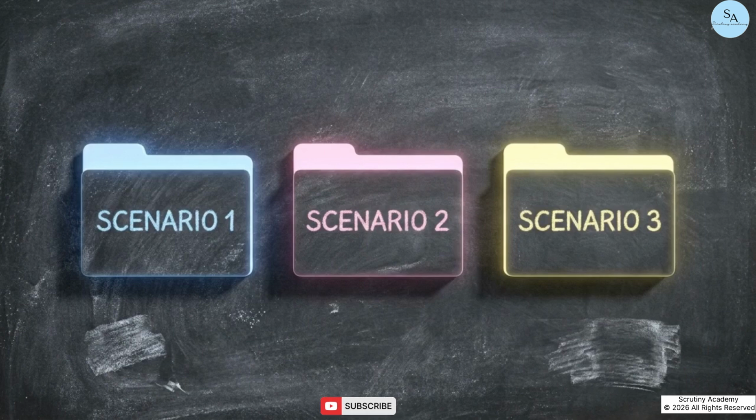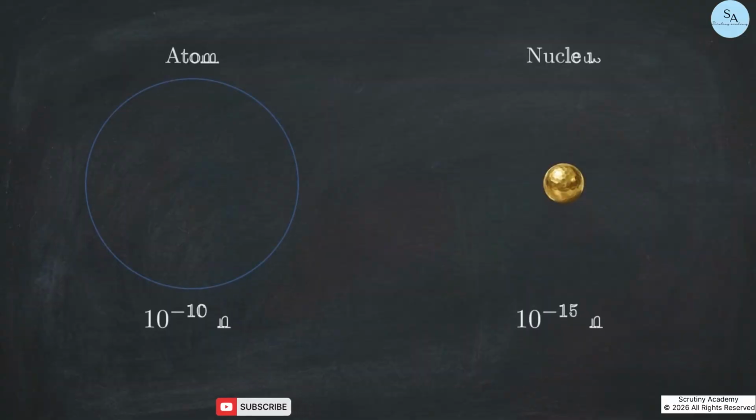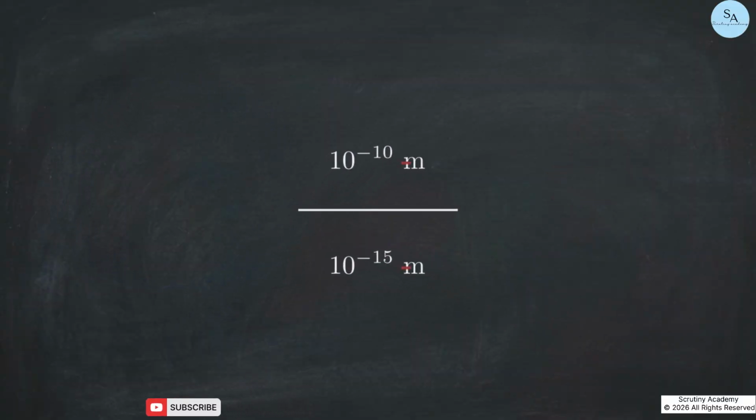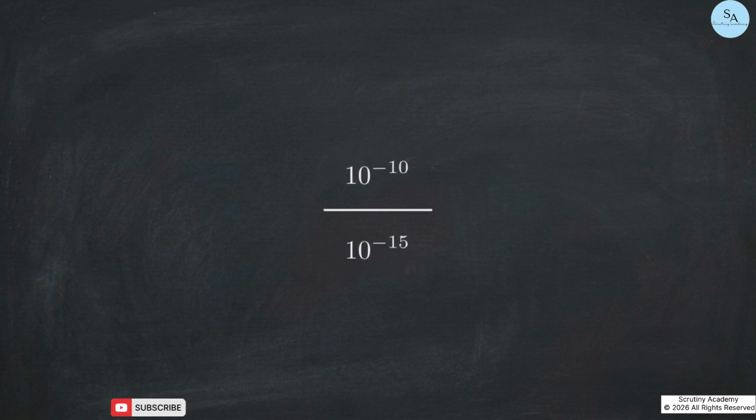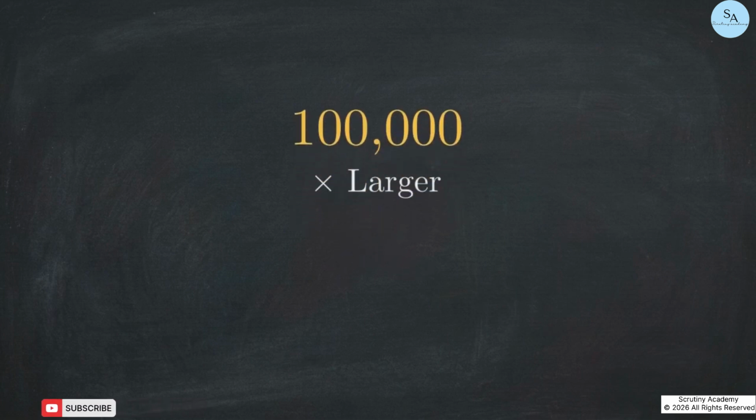We will integrate these concepts by solving 3 scenarios frequently appearing in advanced chemistry assessments. First, the ratio of the atom's radius to its nucleus. By dividing 10^-10 by 10^-15, we see the atom is 100,000 times larger than its center.